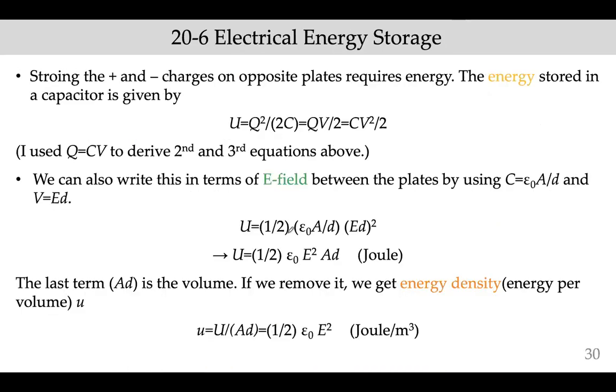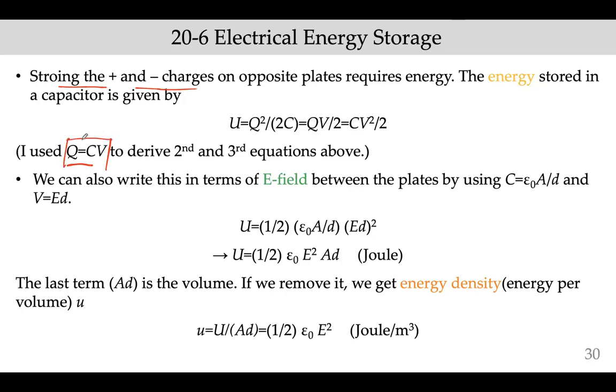Okay, let's move to the last section, which is electrical energy storage. Storing positive and negative charges on opposite plates requires energy, and that energy is coming from the battery. The energy stored in a capacitor is given by Q squared divided by 2C. C is the capacitance. Now you can use Q equals CV that we learned in the previous slides.